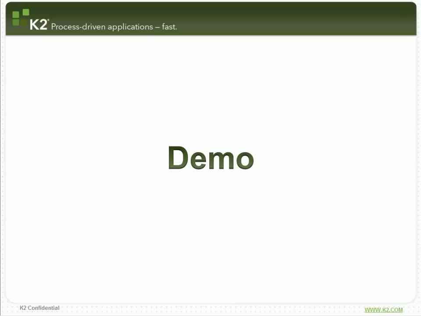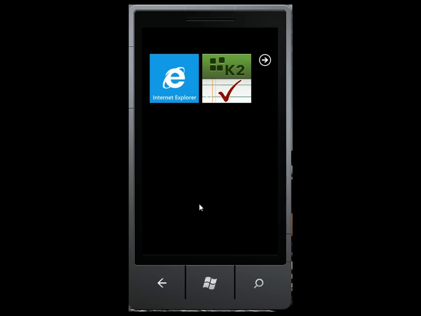And we're going to look at kicking off a process using a mobile form, going through, opening up the K2 task, approving that task, and having it move on. Here we have a mobile device with the K2 Mobile Worklist. Before we go into the mobile worklist, let's go ahead and kick off a new process.